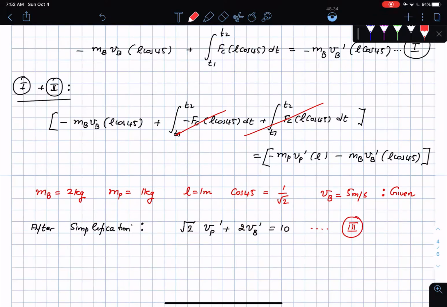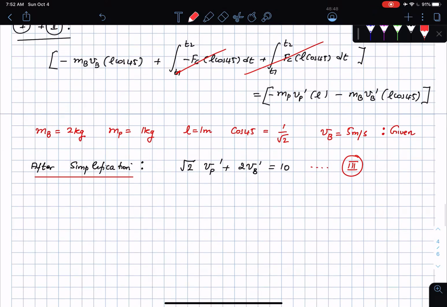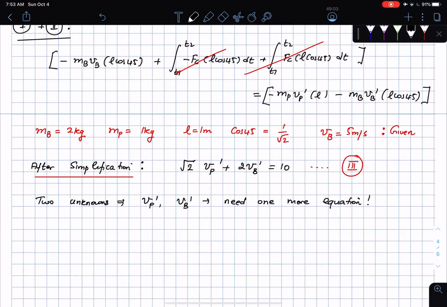I'm now able to relate the post-impact velocities, but this is not sufficient because I need one more equation, because there are two unknowns, Vp prime and Vb prime, and I have only one equation. So I need one more equation, and the other equation is going to come from the coefficient of restitution.